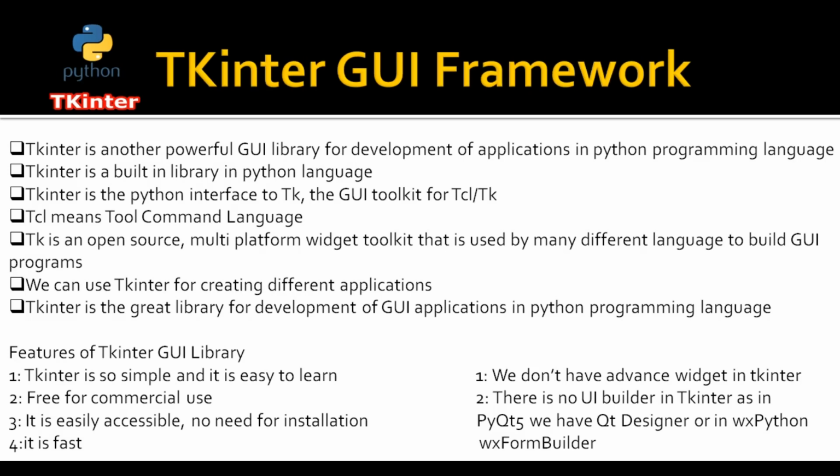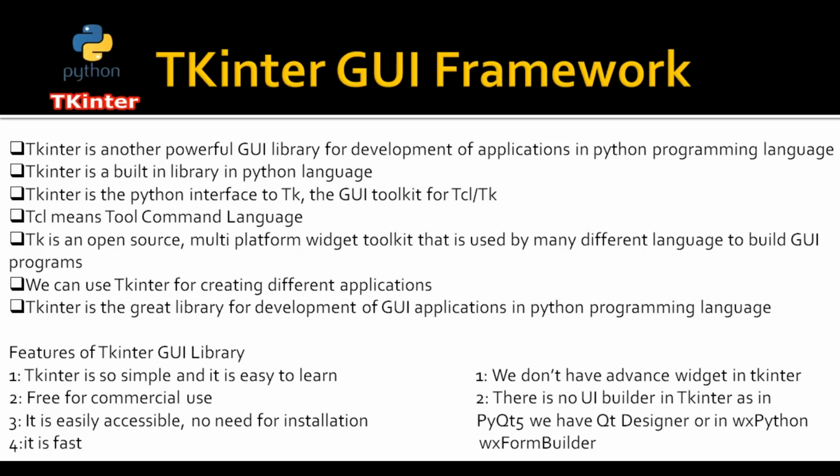Now there are some disadvantages. For example, in Tkinter we don't have advanced widgets. As we compare this with Qt5 and PyQt5, in PyQt5 we have advanced widgets and advanced features that we can use in our GUI application, but in Tkinter it's limited. And also there's no UI builder in Tkinter. We don't have any user interface builder that we can use to design our GUI application. For example, in PyQt5 we have Qt Designer that we can use to design our GUI applications, and also in wxPython, that's another GUI framework, we have wxFormBuilder.